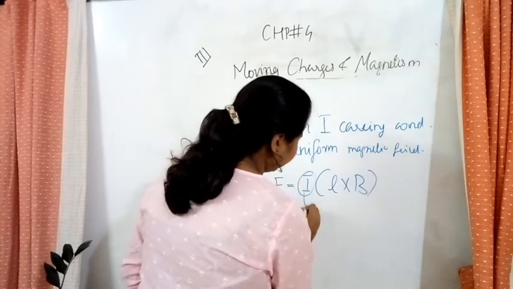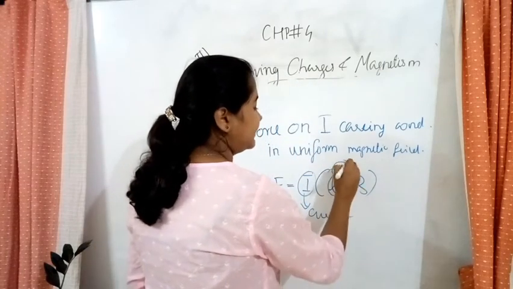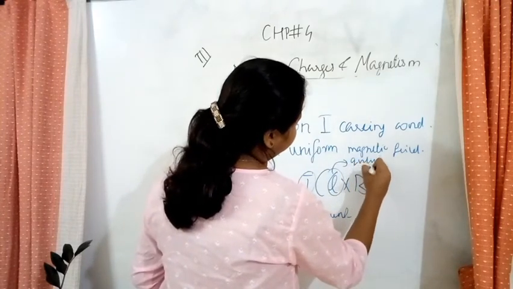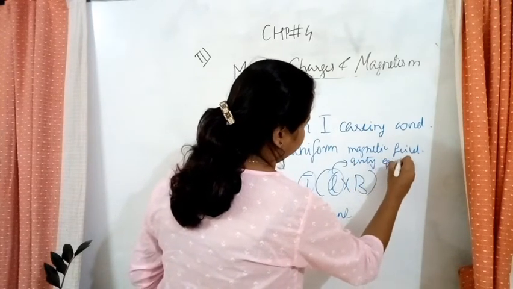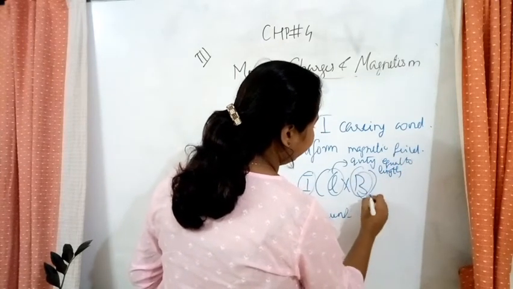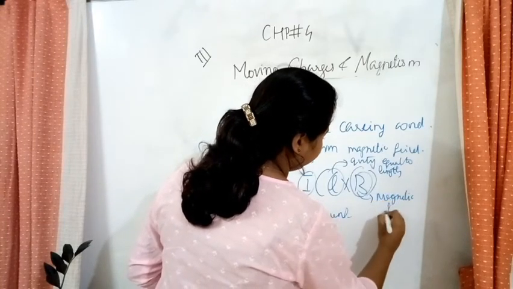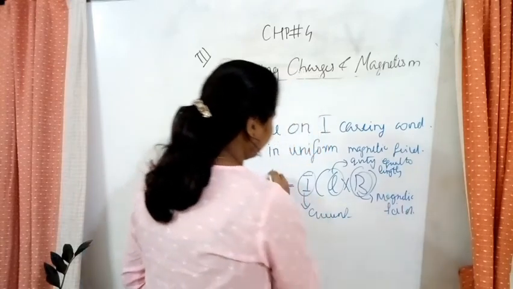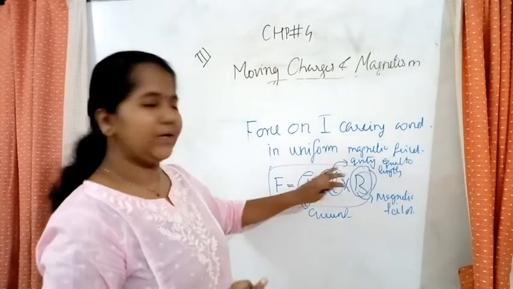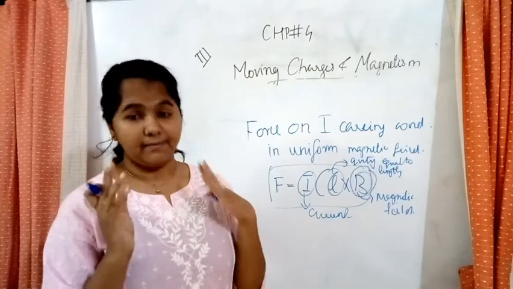So I is the current. L is a quantity that is equal to the length of the conductor. And B is the magnetic field. Okay, this is the equation: F is equal to I into L cross B. So what is this force experienced by a conductor in a uniform magnetic field?